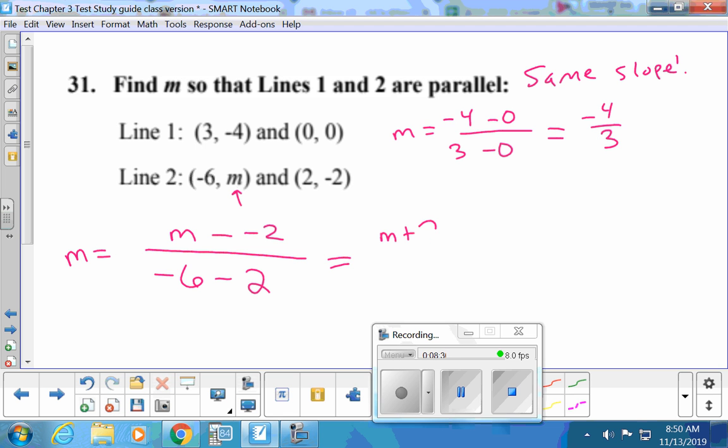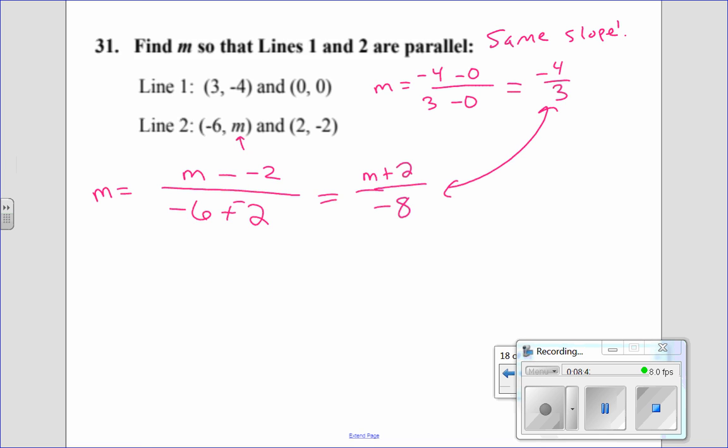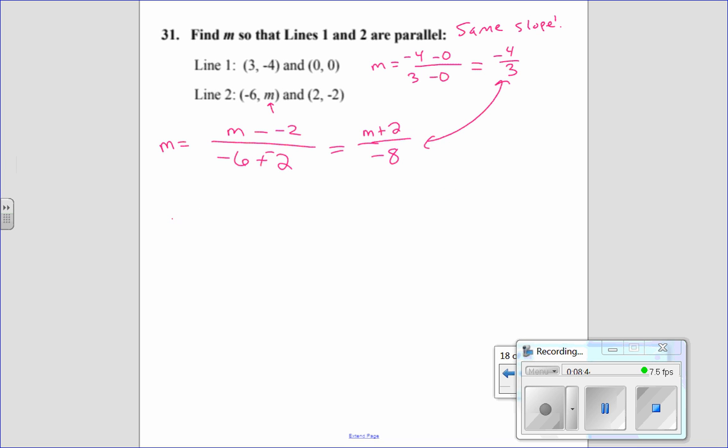Line 2 would give us m plus 2 over negative 8. So I know that this has to match this. I'm actually going to set up a proportion. Let me make myself more space. So I know line 1 slope is negative 4/3. I know my line 2 slope is m plus 2 over negative 8, and I know they have to be equal. So that's why I'm setting up a proportion.